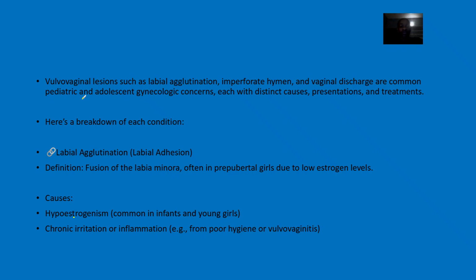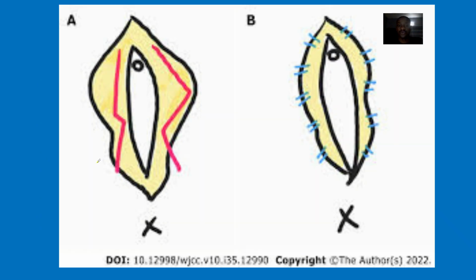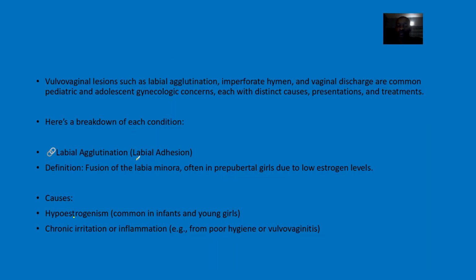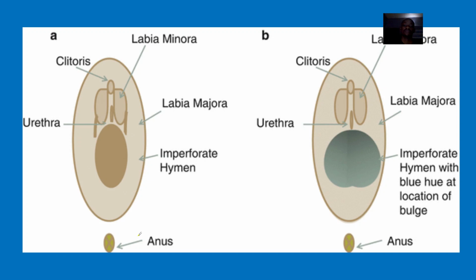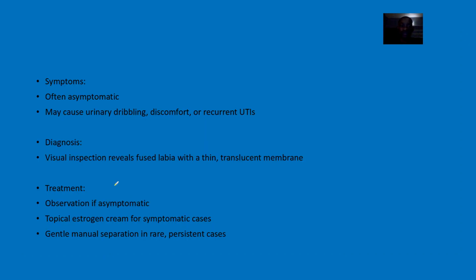Looking at the first one, which is labial agglutination. This is just fusion of the labia minora. You often see it in girls that have not hit puberty. Causes are low estrogen levels, or perhaps so much inflammation or irritation in that region. Symptoms include urinary dribbling, so she's easing herself and it's not a straight stream, it's scattering.